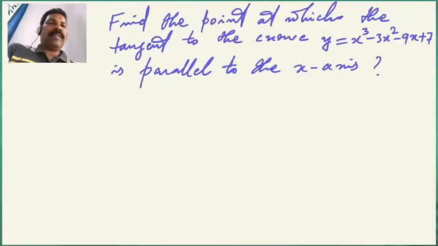Find the point at which the tangent to the curve y is equal to x cube minus 3x squared minus 9x plus 7 is parallel to the x-axis.